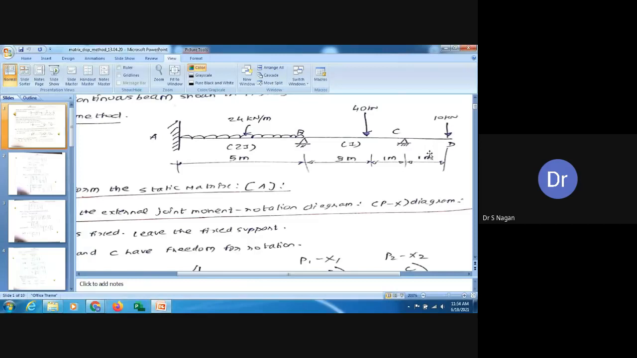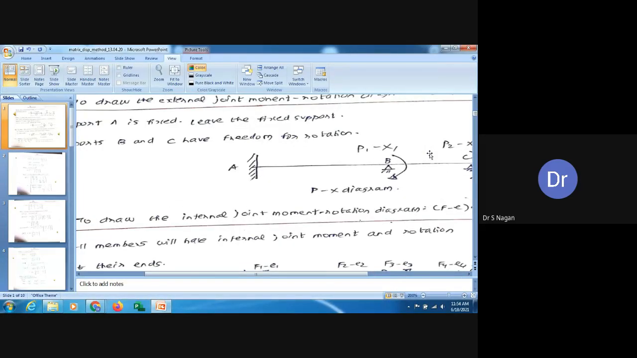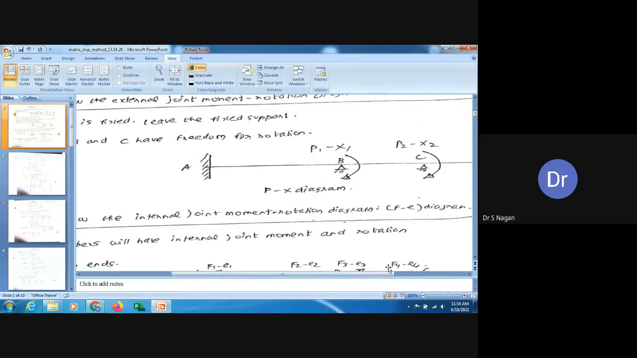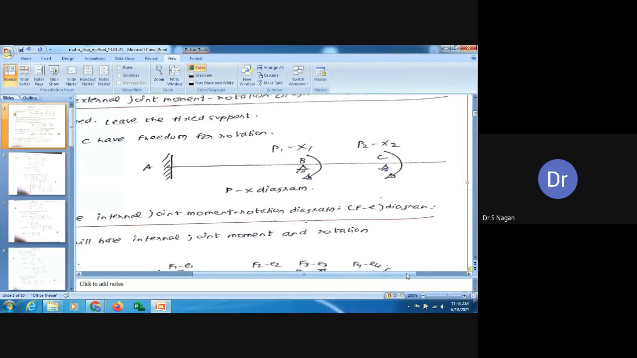So, if you see the steps, all the steps will be the same. Simply see how we have drawn the PX diagram. There is no change in the PX diagram. We are leaving the fixed support. Is the screen visible clearly? Yes, sir. So we are leaving the fixed support, R P1 X1 here, P2 X2 here.